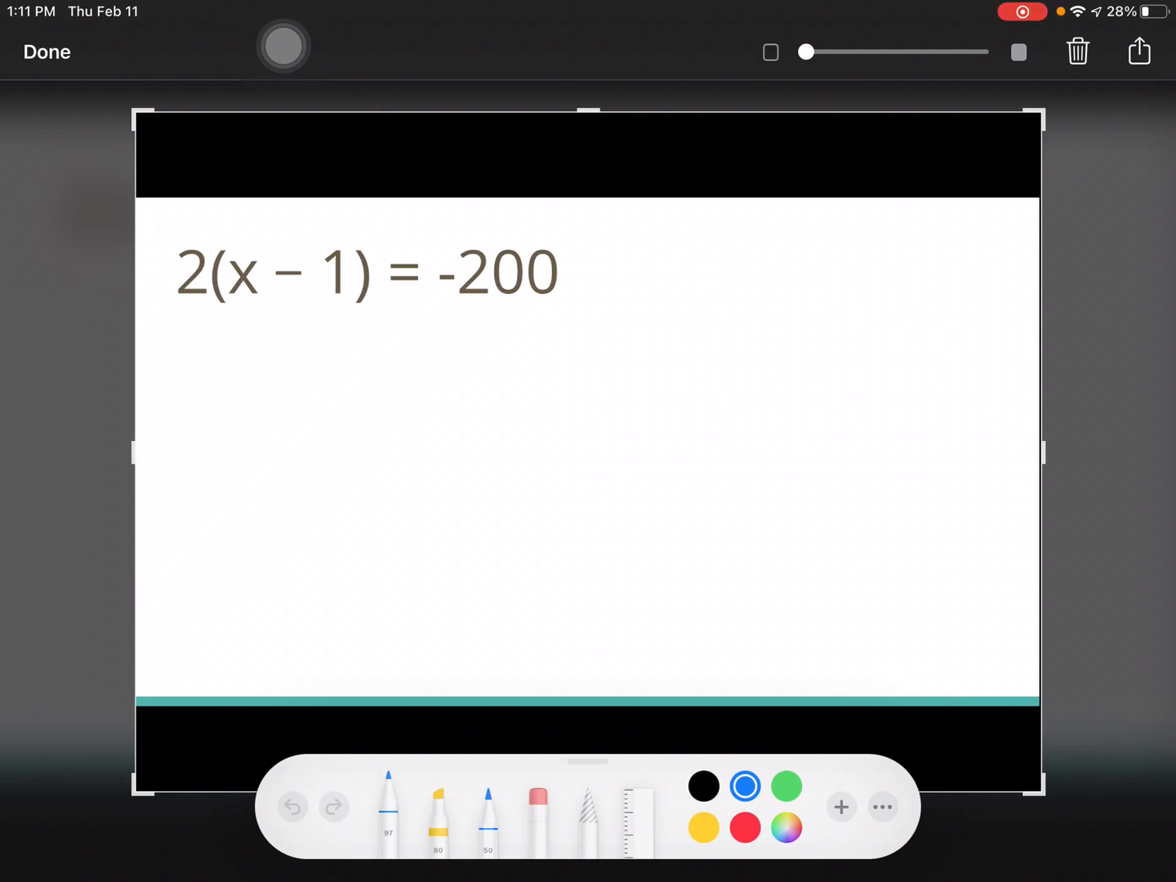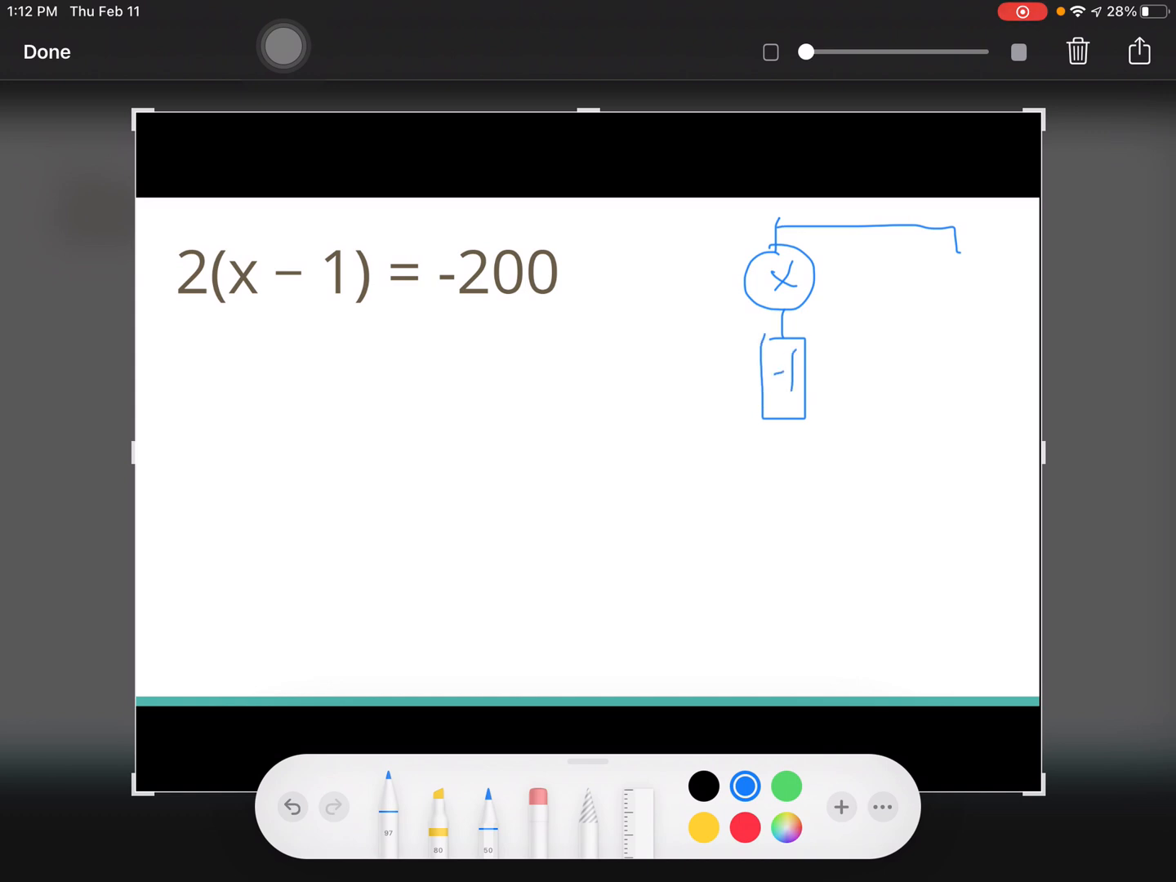All right, in this problem we have 2 times the difference of x and 1 equals negative 200. So what we're going to look at is maybe let's draw a hanger diagram. Maybe that will help us see what we're doing. So over here on the left hand side we have 2 groups of x minus 1. So here's x, and attached to it is minus 1, which I'm going to write as a negative 1.